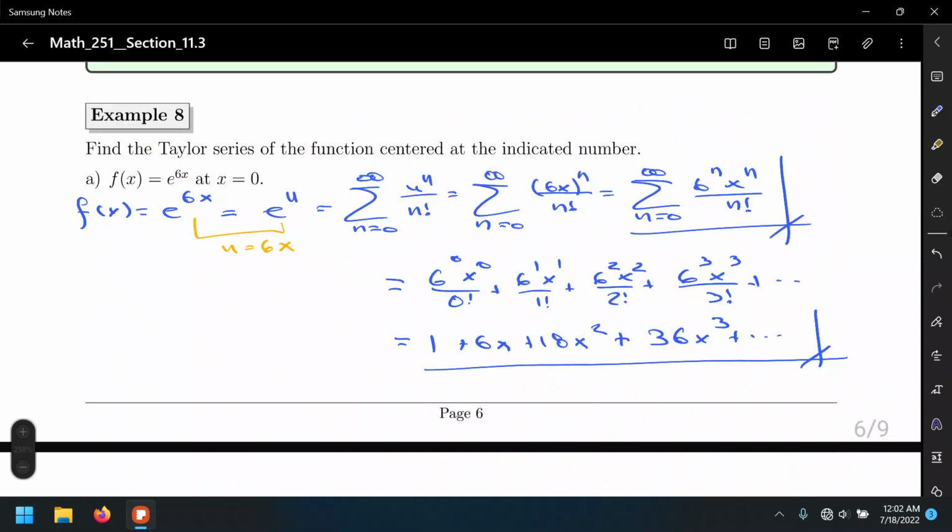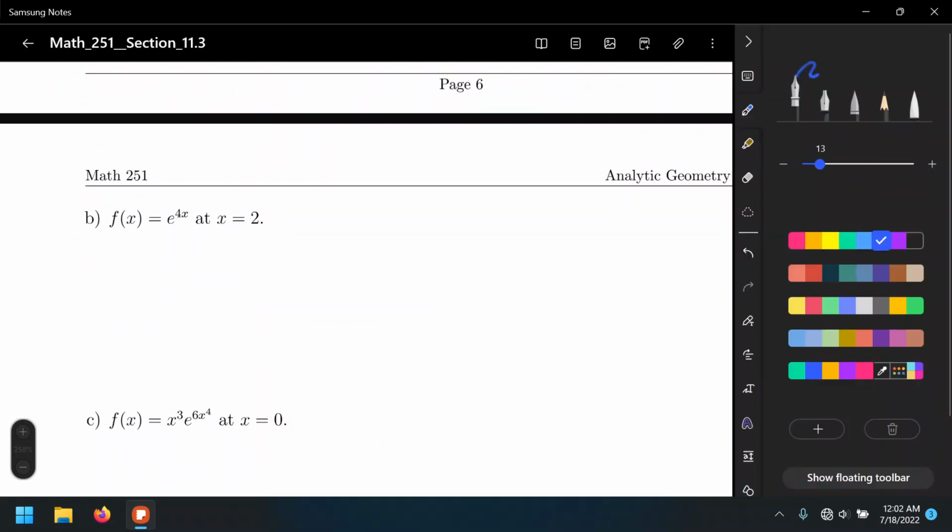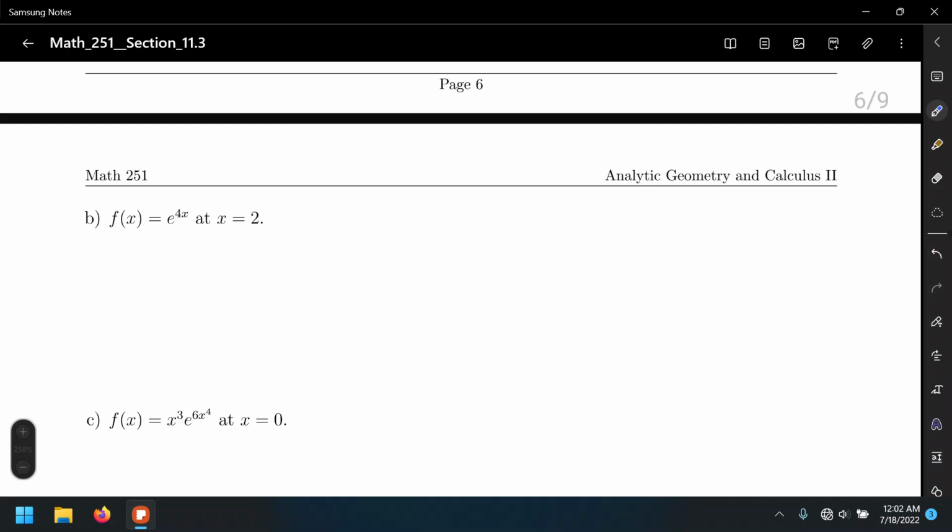And by the way, the interval of convergence right here is all real numbers, negative infinity to positive infinity, and that's because it's an exponential function. Alright, so f of x equals e to the 4x at x equals 2.